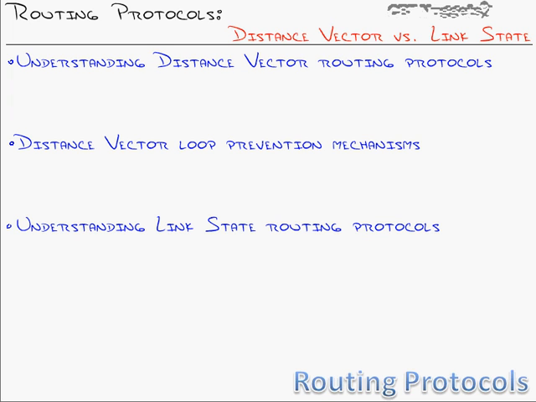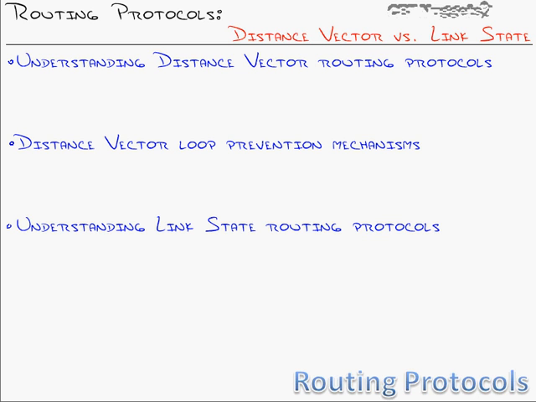Now we'll begin our next major section of technology, which is routing protocols at the ICND2 level. Back in ICND1, all we really discussed was RIP, because that's the basic routing protocol you can use to get a small network running. As we move into ICND2, we'll move into some of the more advanced protocols, such as OSPF and EIGRP.